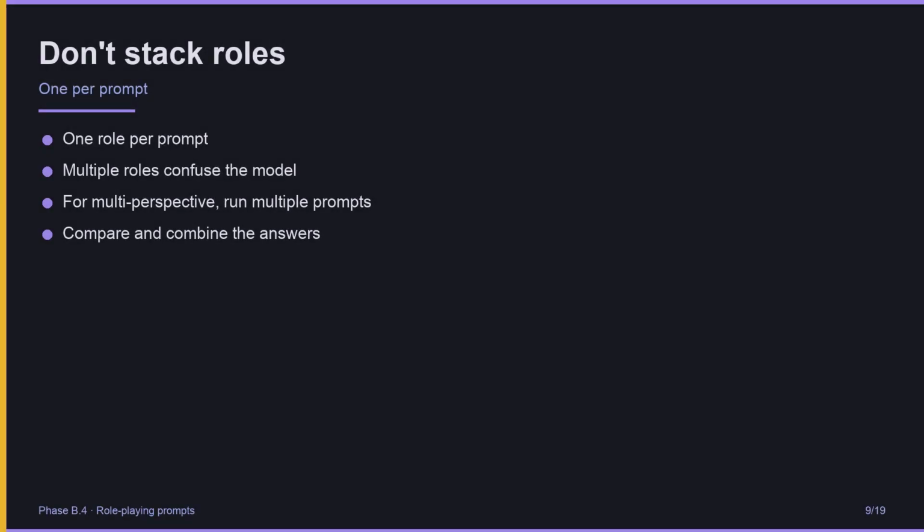Worth emphasizing, one role per prompt. Multiple roles confuse the model. If you want multiple perspectives, run multiple prompts. Ask the senior reviewer. Then start a fresh session and ask the junior tester. Then start a third and ask the product manager. Compare and combine the answers.